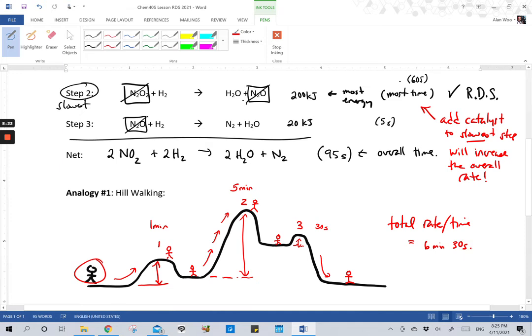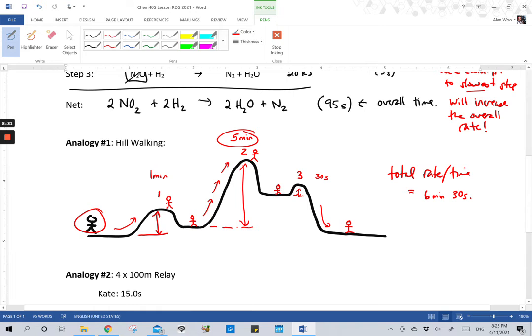But what is the rate determining step? Well, it has to be the one that took the longest, the slowest step. So the slowest step here equals the rate determining step for the overall rate of the reaction.